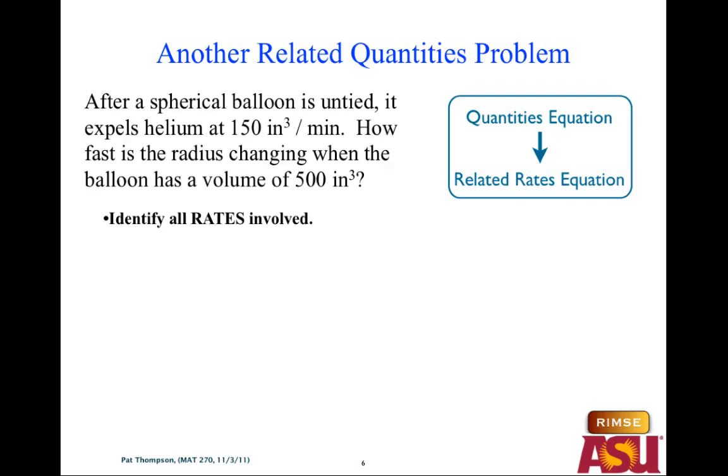And then it says how fast is the radius changing? So that's the rate of change of radius. So those are our two rates that we've got to relate to each other: rate of change of volume and rate of change of radius. Okay, so this should be the easiest step of all then. What are the quantities for those rates? So we talked about rate of change of volume. So what quantity is key there?